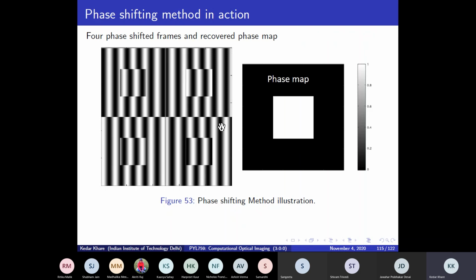And so if you combine these four interference records from a camera, and if you just put them in the arctan equation, then you will see a phase map. Okay, so you can get a phase map here. Here on the right hand side, I'm showing the phase map.